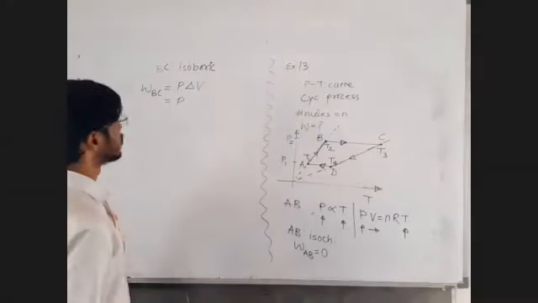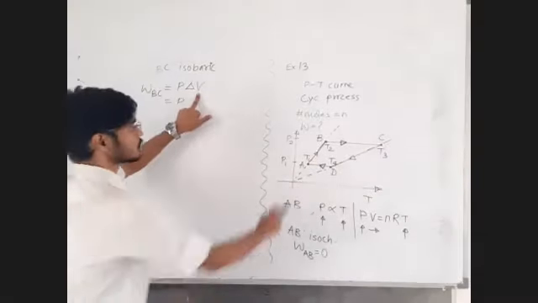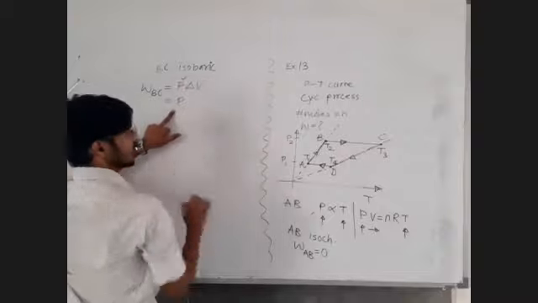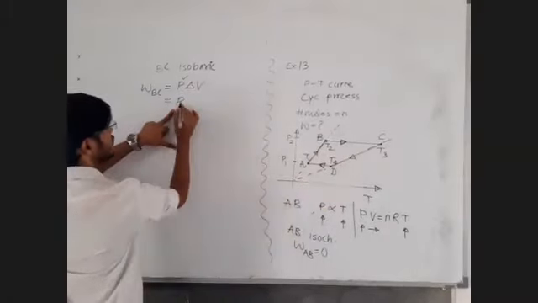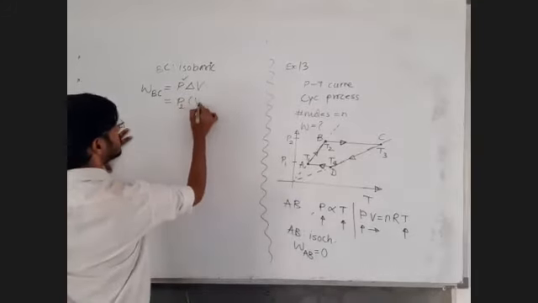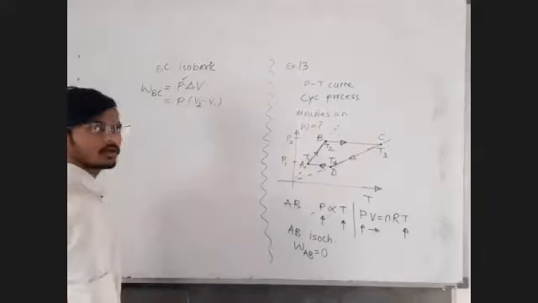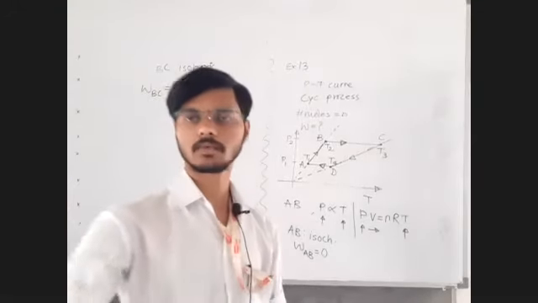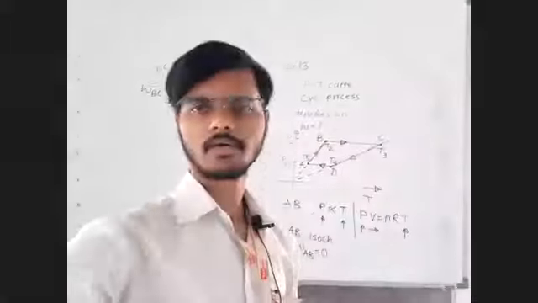Okay, sir. So for process B to C, the formula is P delta V. We have the pressure data for B to C, which is P2. Sir, but we don't have the volume data. So what shall I do now? Just give me a second. Fine.